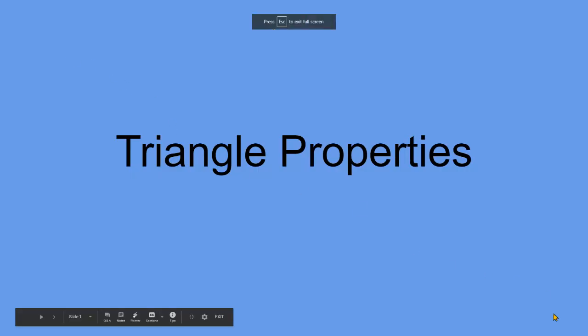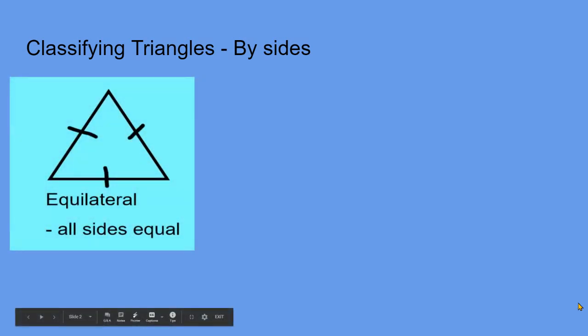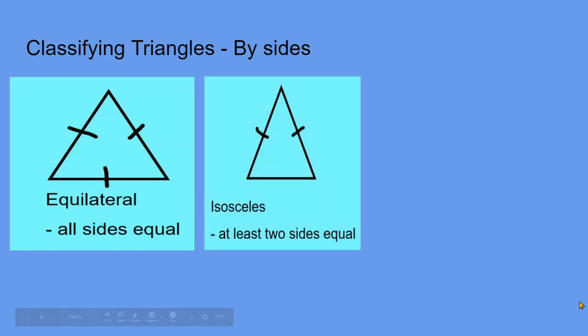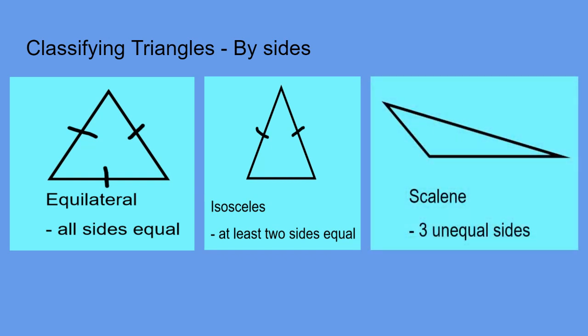Hello, in this video, we'll be talking to you about triangle properties of various types of triangles. First, we can classify triangles by their sides. We have an equilateral triangle, where all three sides are equal. We have isosceles triangles, where at least two sides are equal. And finally, we have a scalene triangle, where all three sides are unequal, three different lengths.